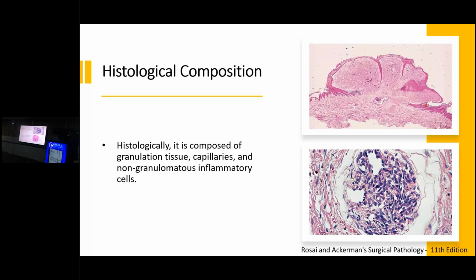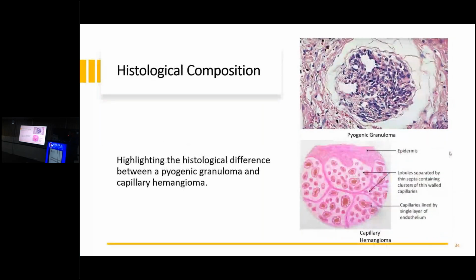And these two pictures are basically the comparison between a pyogenic granuloma and capillary hemangioma. As you can see in the first picture, the most distinctive feature is the so-called vascular lobule, which is a central branching vessel surrounded by a hypercellular proliferation of newly formed endothelial and perithelial cells.